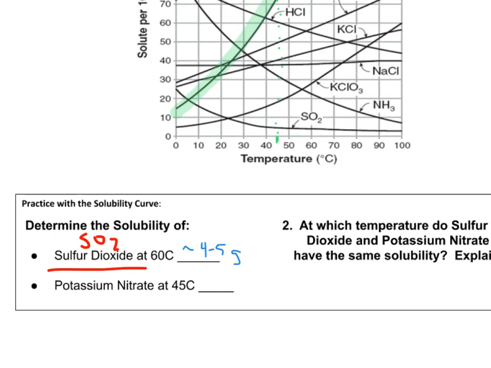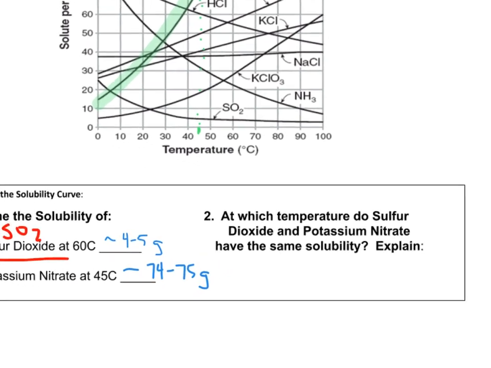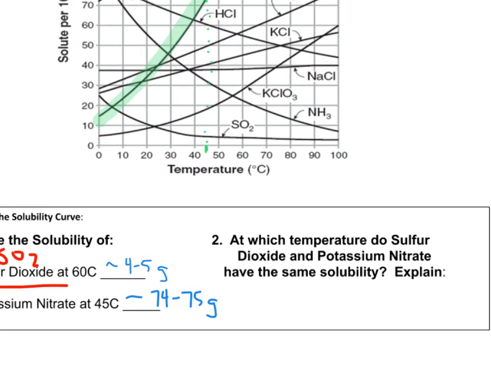So the solubility of potassium nitrate at 45 degrees is probably going to be, let's say, 74 to 75 grams. At which temperature do sulfur dioxide and potassium nitrate have the same solubility? Anytime you're asked to find where they have the same solubility, you're looking at where the lines intersect.